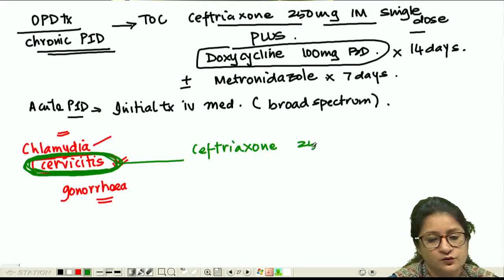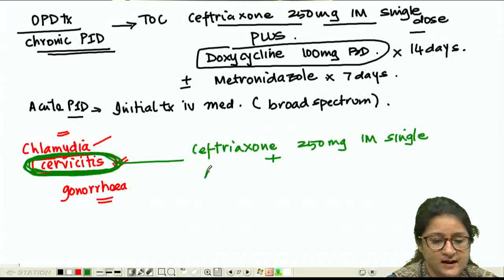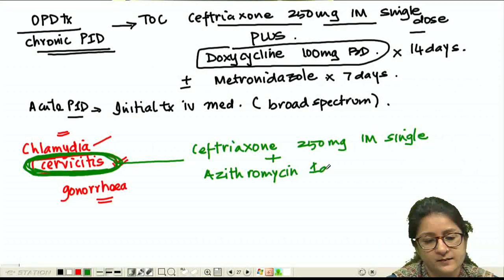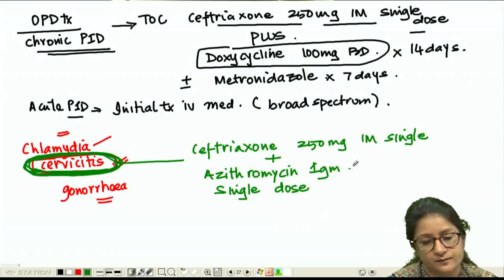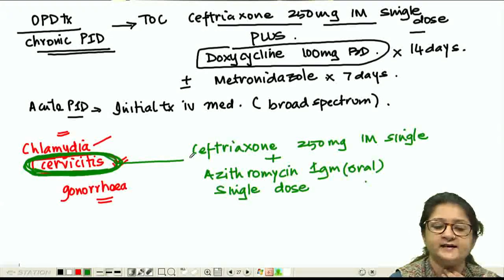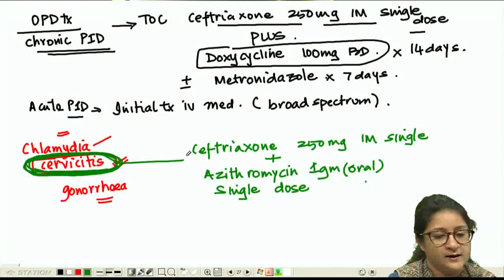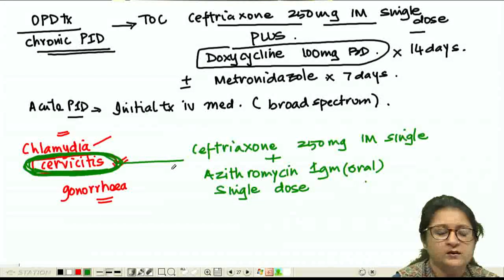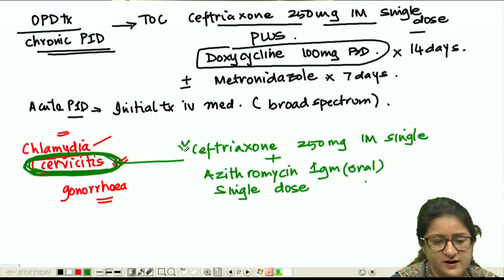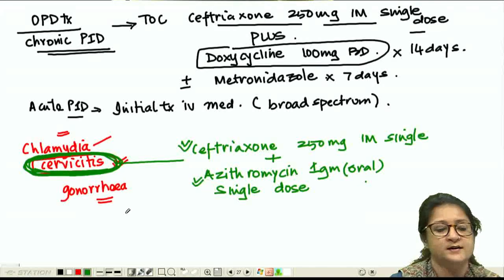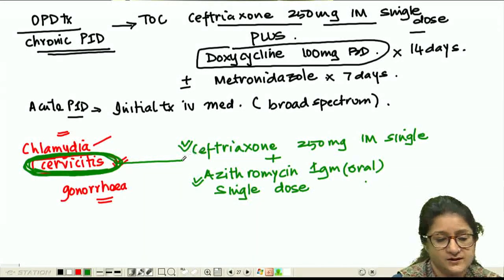ceftriaxone 250 milligrams IM single dose plus azithromycin 1 gram single dose oral. Okay, so this takes care of gonorrhea as well as chlamydia. Ceftriaxone is effective against gonorrhea, azithromycin is effective against chlamydial organisms. So this can be given as the treatment. Now moving on to the next question.